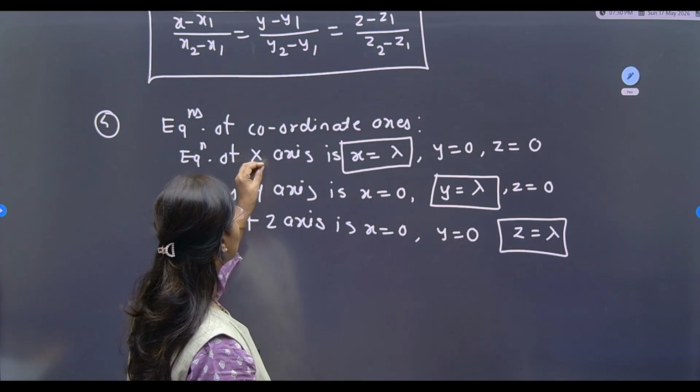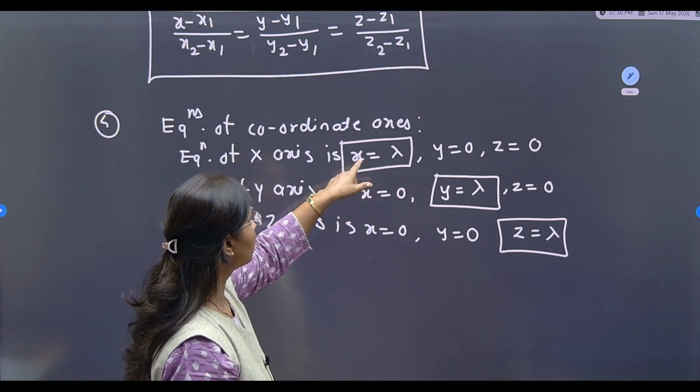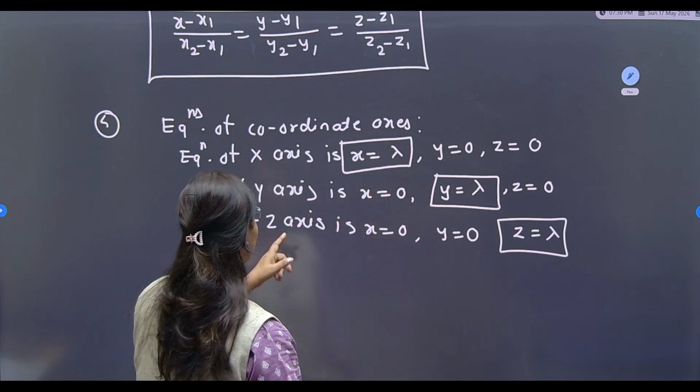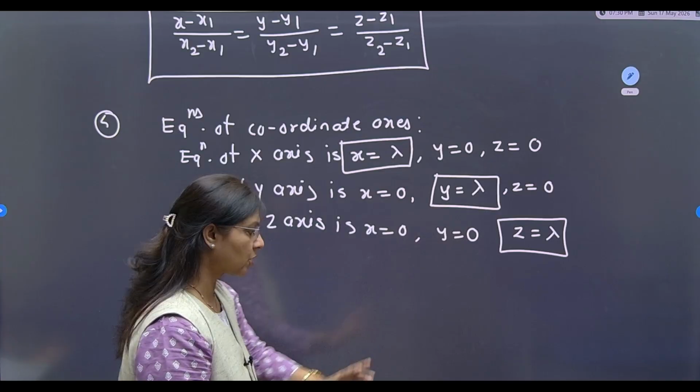The equations of the axes, most important: x-axis, x equals lambda; y-axis, y equals lambda; and z-axis, z equals lambda.